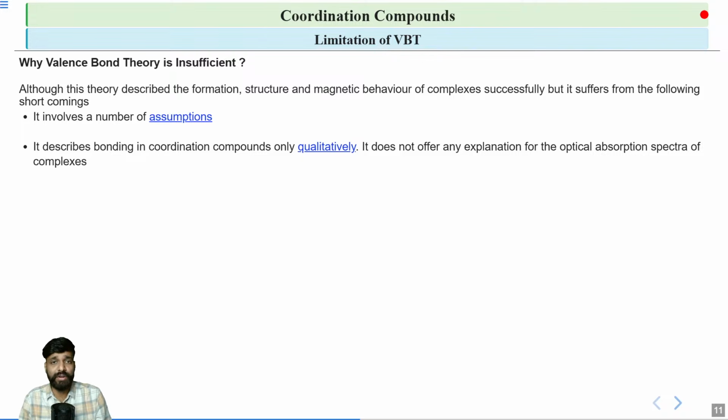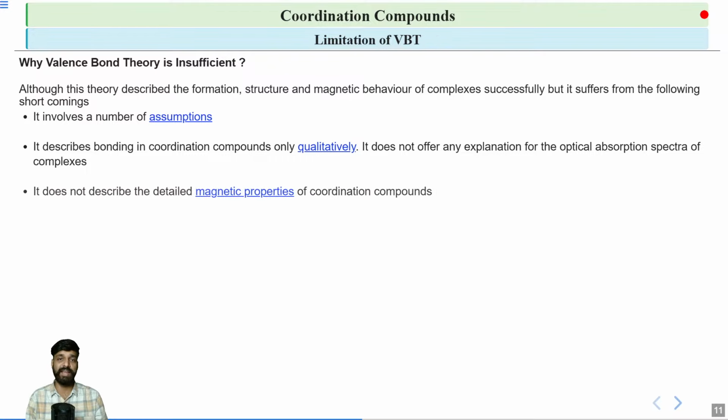Next, it only provides a qualitative nature. So it does not tell me exactly the identity of the ligand, whether it is a strong field ligand or a weak field ligand. It has no explanation regarding that. Second, we know that it shows absorption spectra, meaning it shows colored ion formation. So no explanation was provided by the valence bond theory regarding the formation of colored ions.